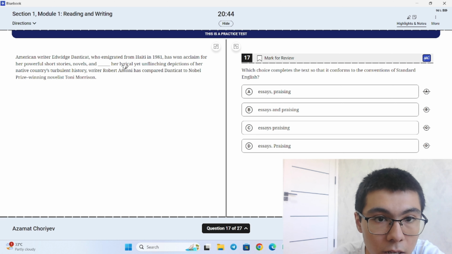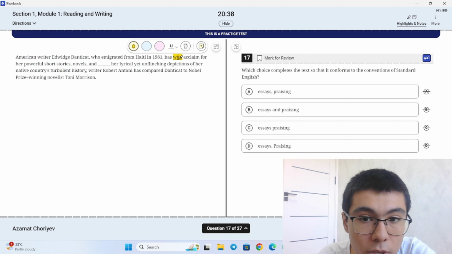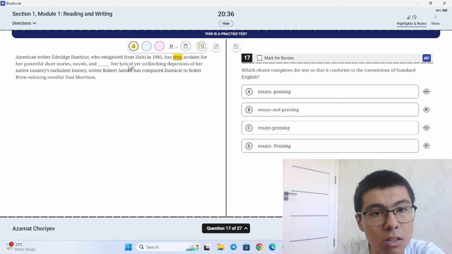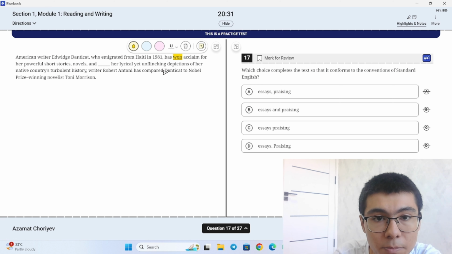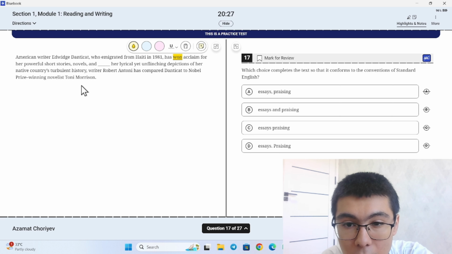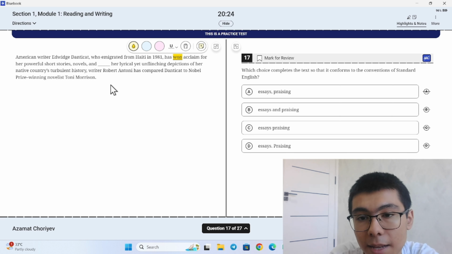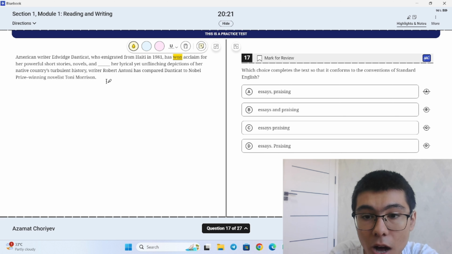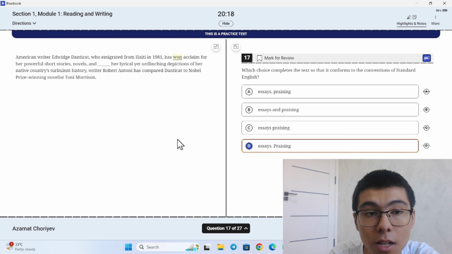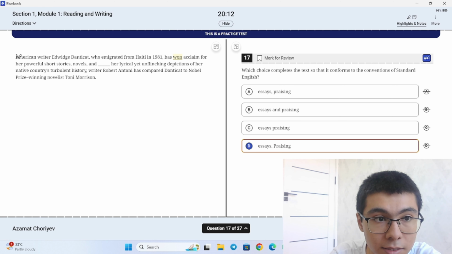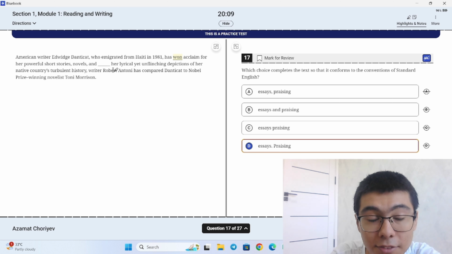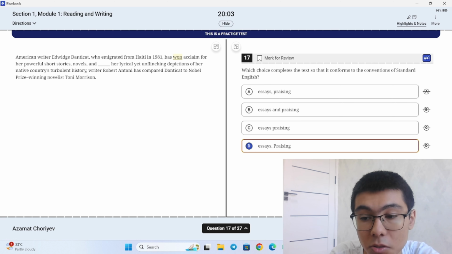An American writer has won acclaim for her powerful short stories and essays, praising her lyrical yet unflinching depictions of her history. The writer has compared this to this. I mean, here that's a long sentence, and I believe that we need a pause here. So that's why this is correct. The other reason why this is correct is because here we have an independent clause, and then after praising we also have an independent clause, right? So those two should be independent sentences.